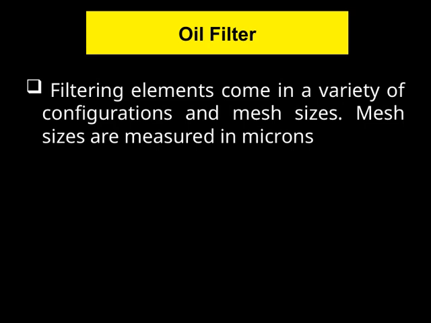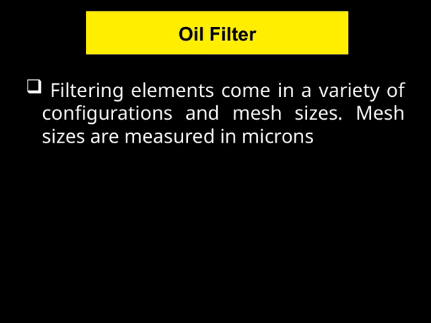Filtering elements come in a variety of configurations and mesh sizes, which is an important point to understand when selecting the right filter for a specific application. The configurations can differ based on the design and purpose, allowing for different flow rates or filtration efficiencies. When we talk about mesh sizes, these are measured in microns, and that measurement tells us the size of the particles the filter can trap.